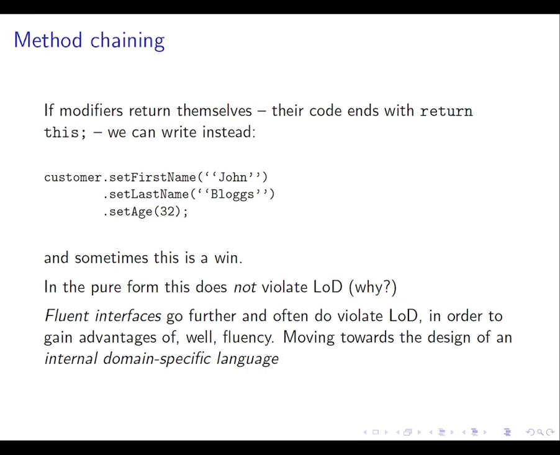This is a simple example of a fluent interface, and they sometimes do violate the law of Demeter in the interests of fluency. What is a fluent interface exactly? It's a bit of a case of you'll know it when you see it with a bit of experience, and I'm not going to say too much more about it. We're kind of moving towards the design of an internal domain-specific language, because the idea is that interacting with an object of a given class via its API should feel fluent, like working in a special purpose language that's provided by the API to that class.